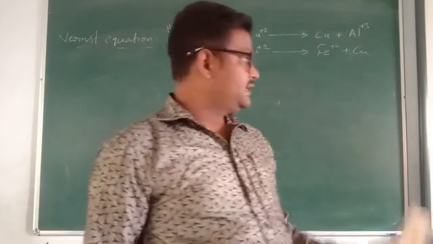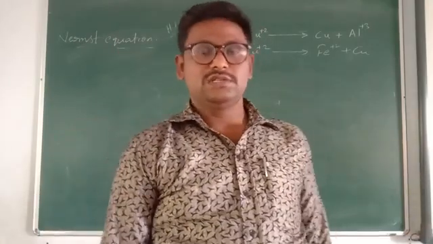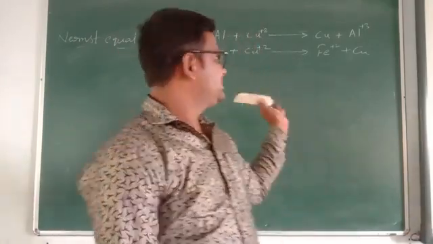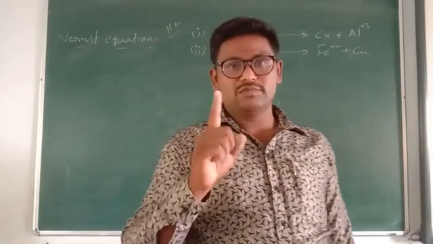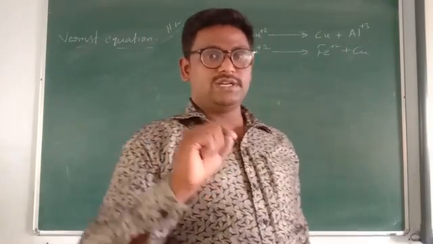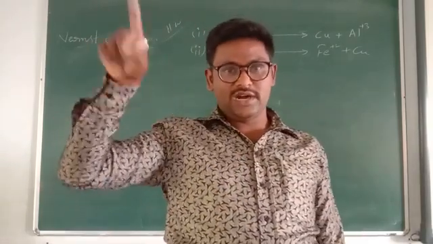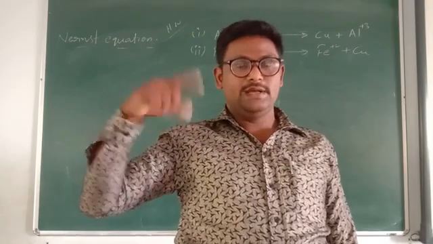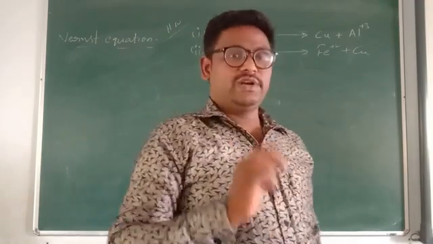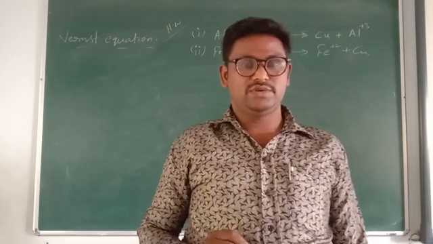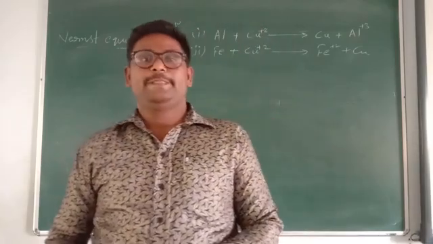Write the Nernst equation as well as the cell representation. Cell representation is 1 mark. You know how to write the cell representation with the slash and double slashes. That is 1 mark. And if you write the Nernst equation, that is also 1 mark. Very important.